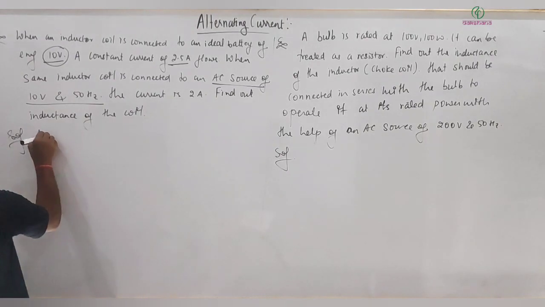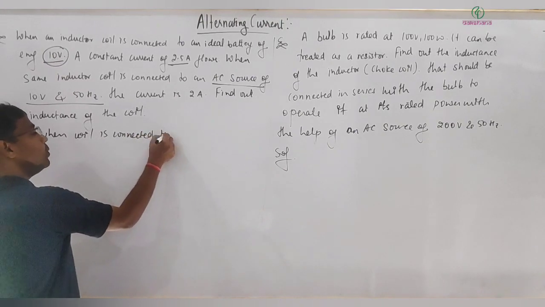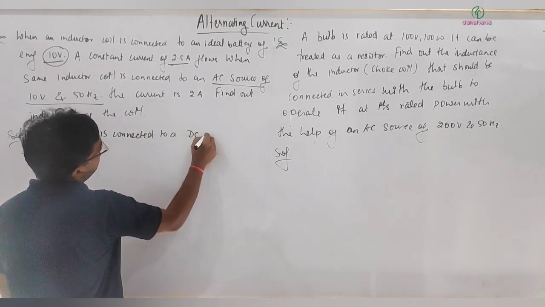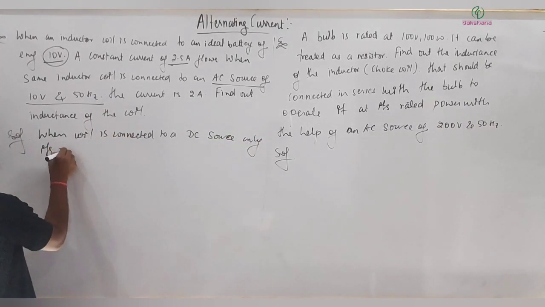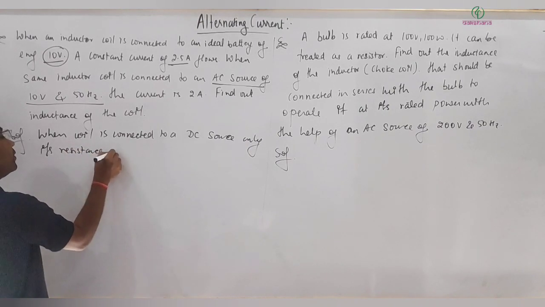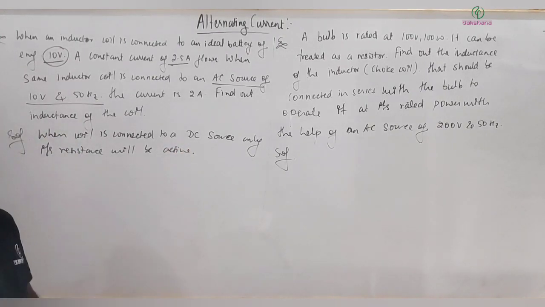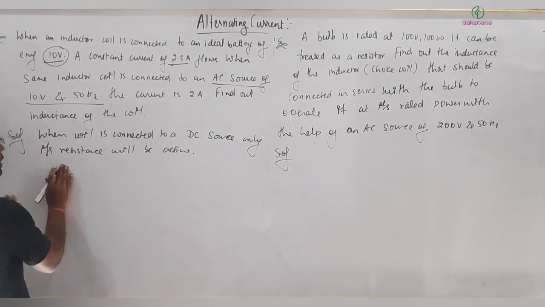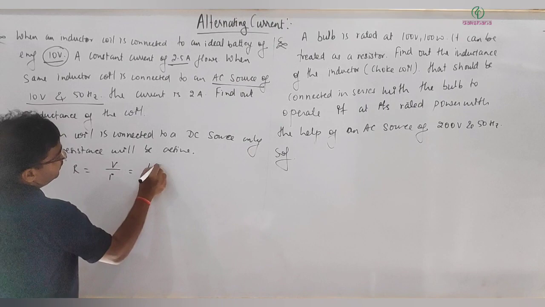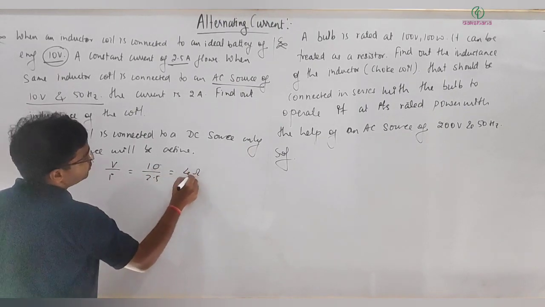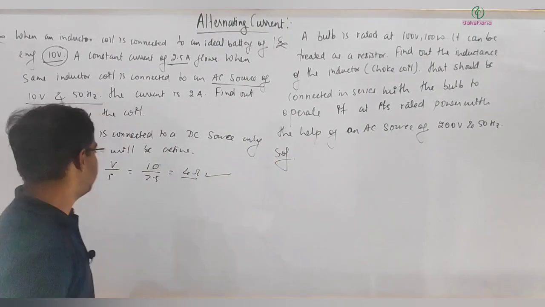So when the coil is connected to a DC source, only its resistance will be active, or you can say working. It will be working just like a resistance. So what is the resistance of the coil? I can write resistance is given by V over I, and that is equal to 10 volt divided by 2.5, that is 4 ohm. So this is the resistance of the inductor coil. Clear? I hope you understand this.